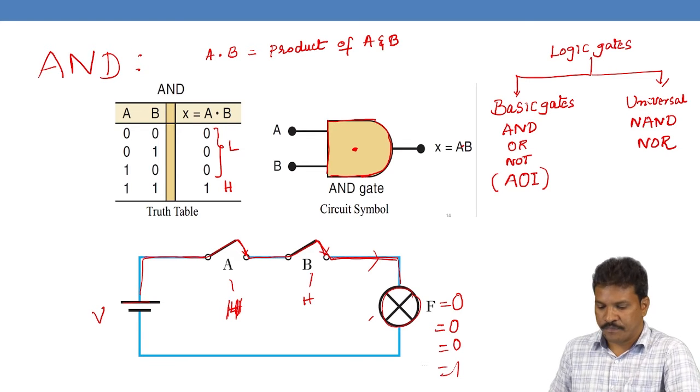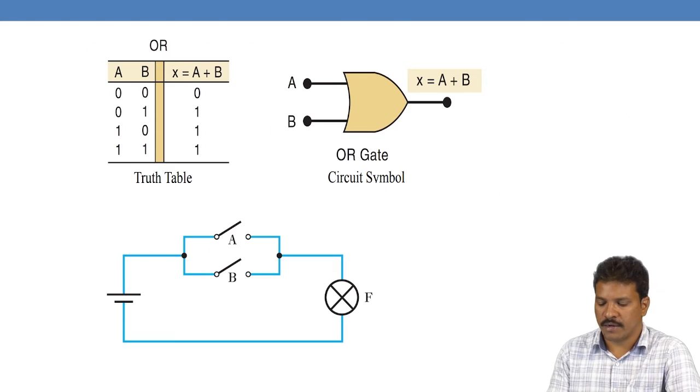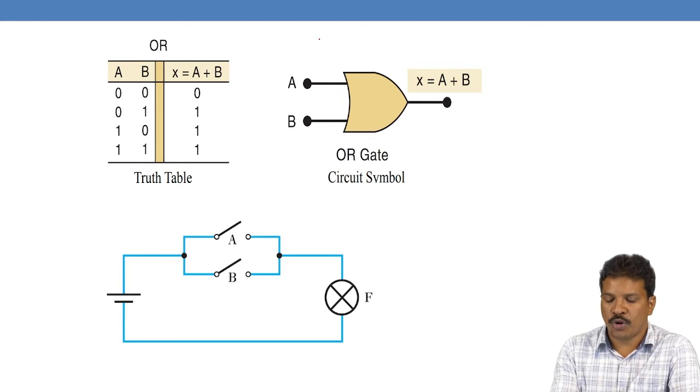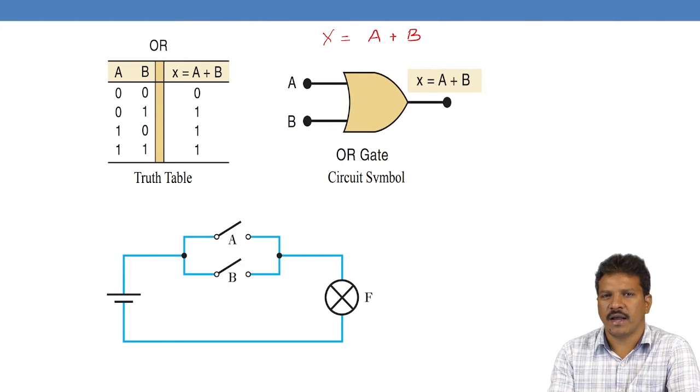Next gate is the OR gate. In this OR gate, the output is nothing but A OR operator with B. It is a Boolean logical addition operation. We know the conditions for addition. It is not simple addition, it is logical OR operation.